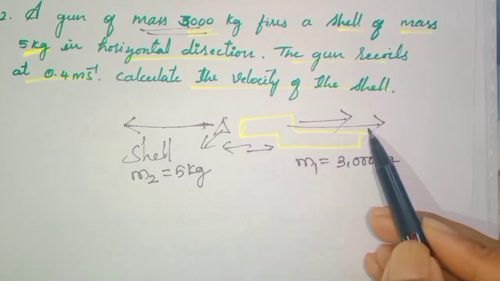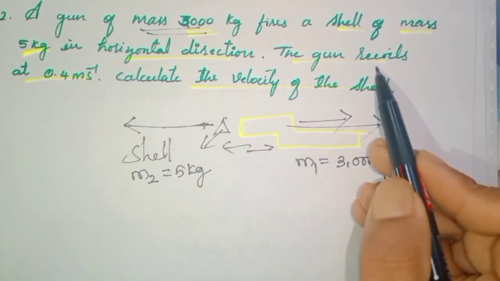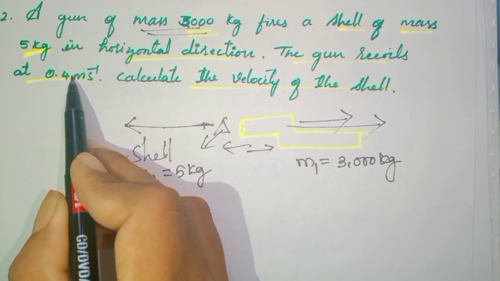To that only we say it as recoil. And what is that recoil velocity? That is 0.4 meter per second. Okay?